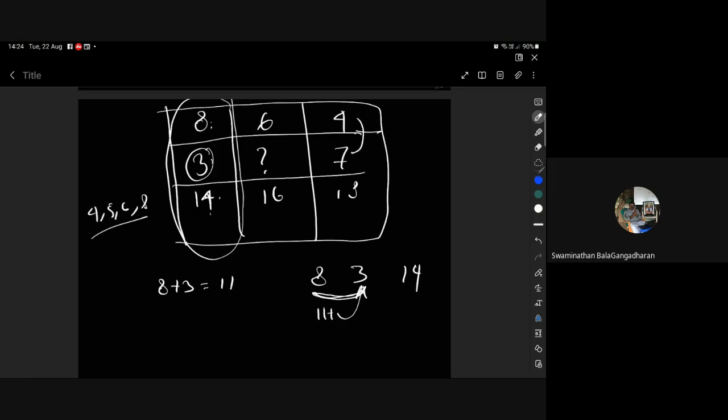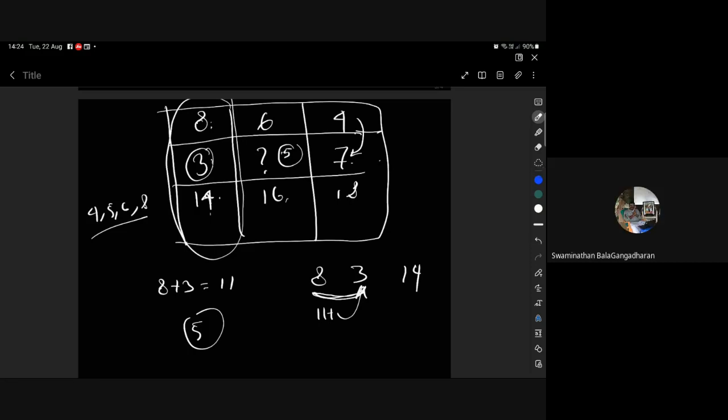Similarly, 7 plus 4 is 11. If you add 7 with 11, it will be 18, correct? Yes. Then if you put 5 here, 6 plus 5 is 11, 11 plus 5 is 16. So the answer will be 5. Yes, Bhaiya. Clear?